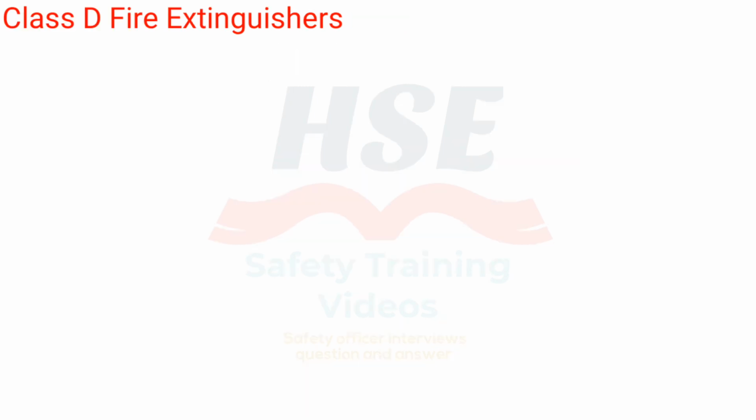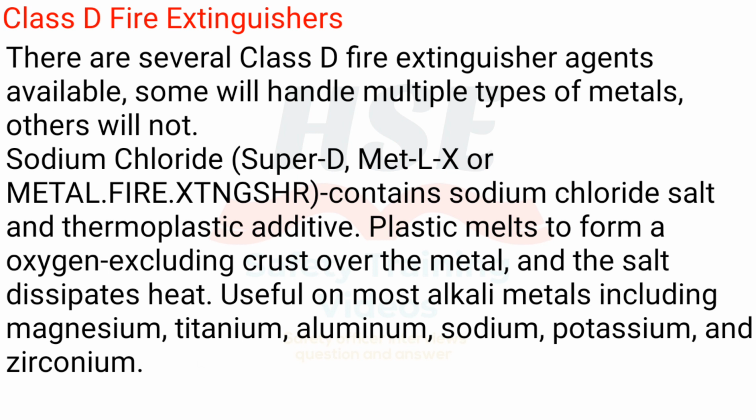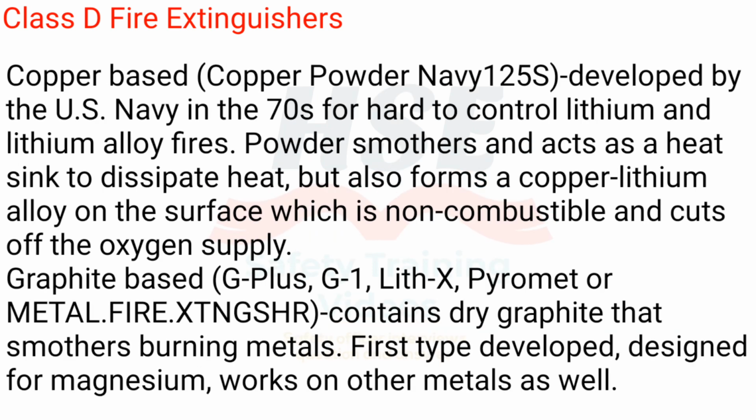Class D fire extinguishers. There are several Class D fire extinguisher agents available. Some will handle multiple types of metals, others will not. Sodium chloride: Super D, Metal-X or Met-L-X fire extinguisher contains sodium chloride salt and thermoplastic additive. Plastic melts to form an oxygen-excluding crust over the metal, and the salt dissipates heat. Useful on most alkali metals including magnesium, titanium, aluminum, sodium, potassium, and zirconium.